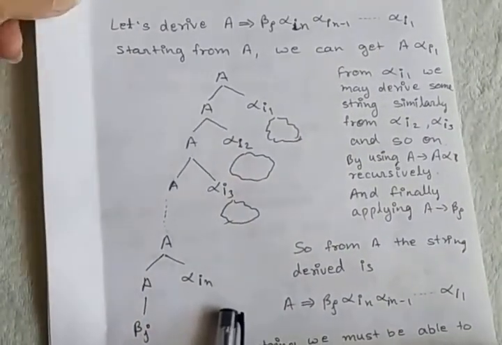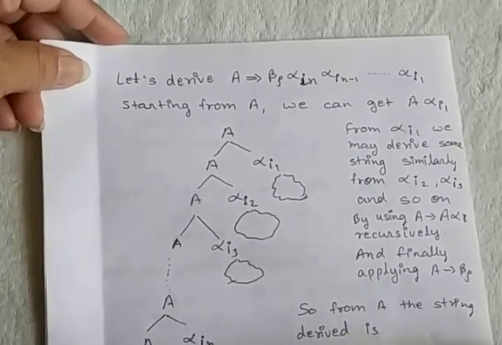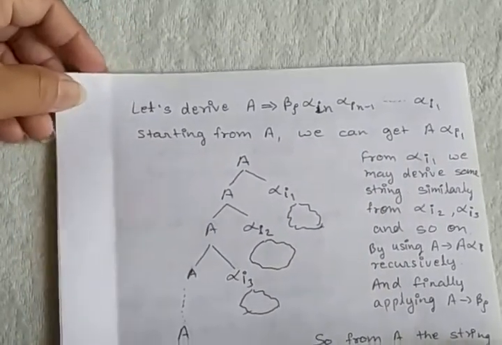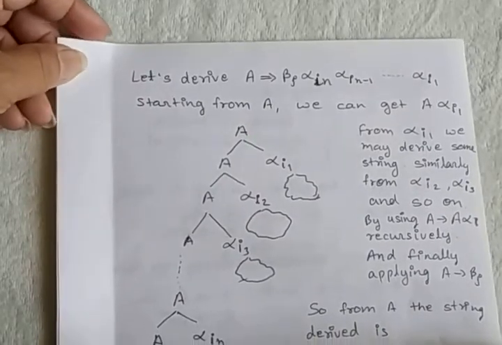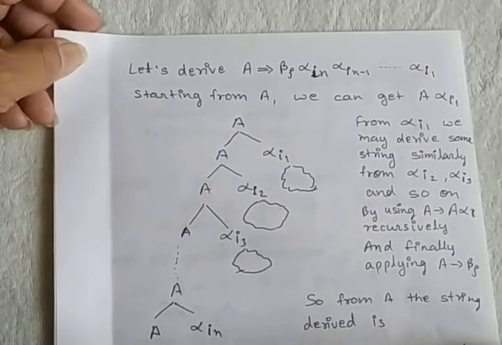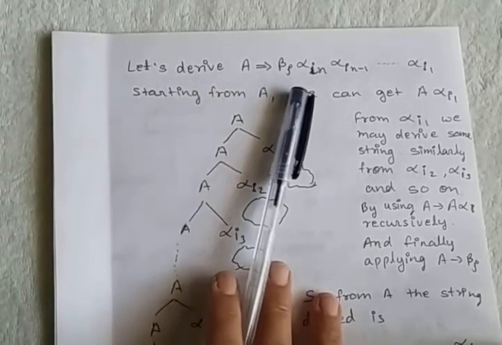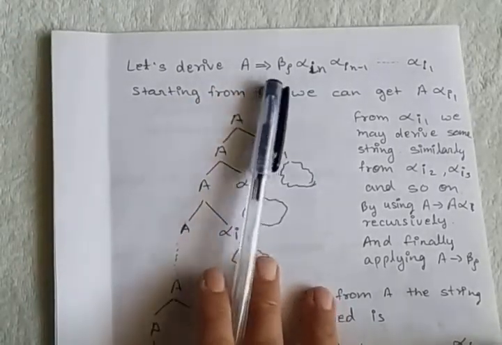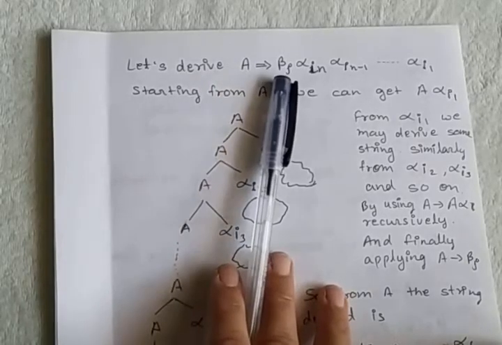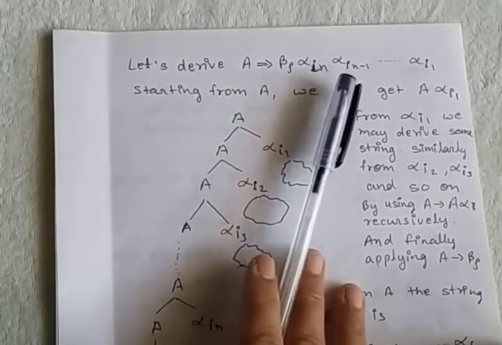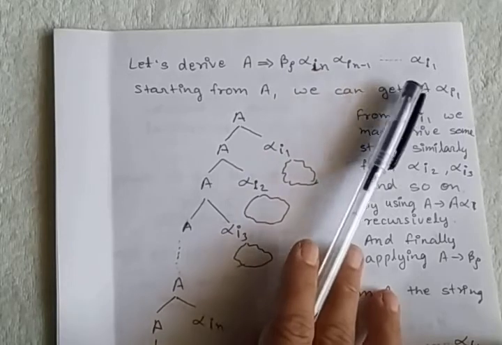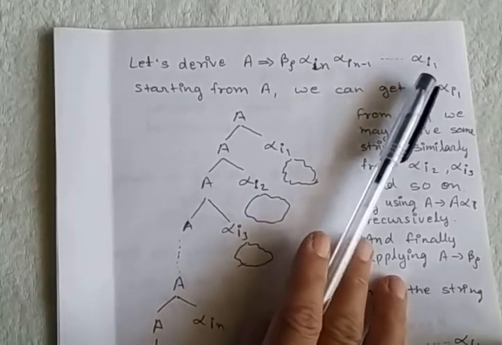Let's see whether, when we convert this grammar from left recursive to right recursive, the language will be changed or not. Let's consider this example. Suppose A derives this string: A derives beta j alpha in minus 1 ... alpha i1.